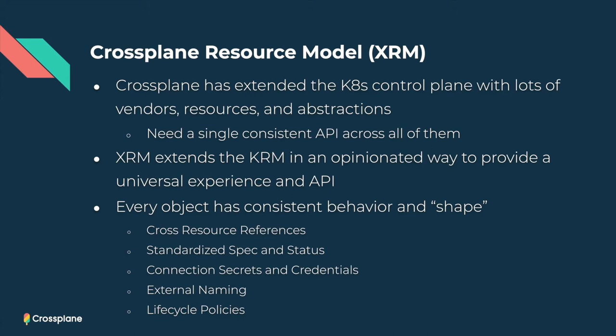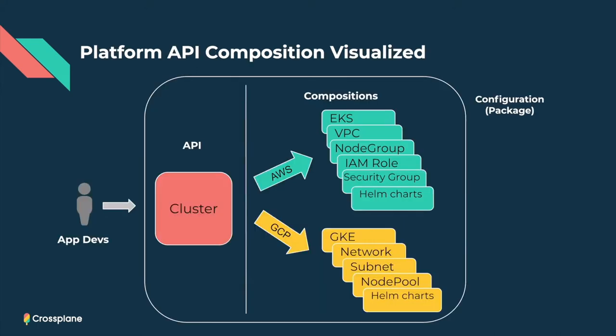We've enabled you to do cross-resource references, standardized spec and status. We've enabled connection secrets and credentials. We allow you to set the external name of your resources, and we have lifecycle policies for managing them through their different phases of deployment and teardown. Our composition engine also has another unique feature in which you can publish several compositions which respond to the same custom resource type. You can use labels to select these compositions when you create your claim.